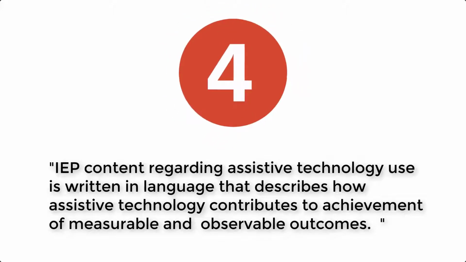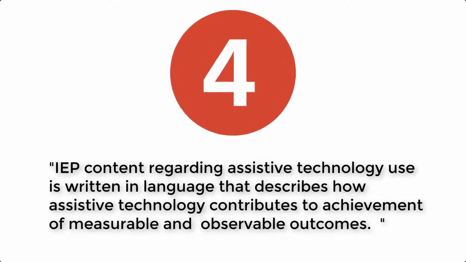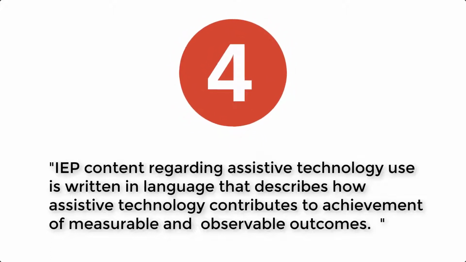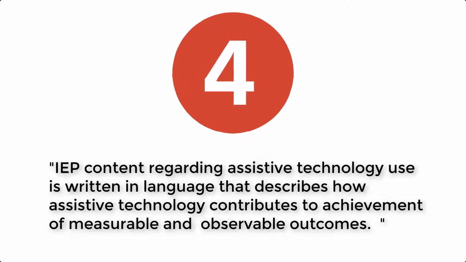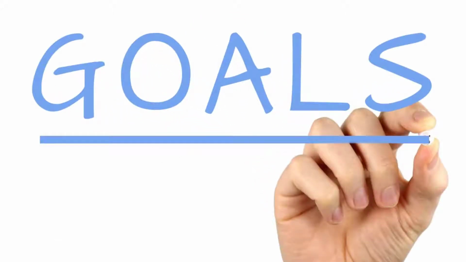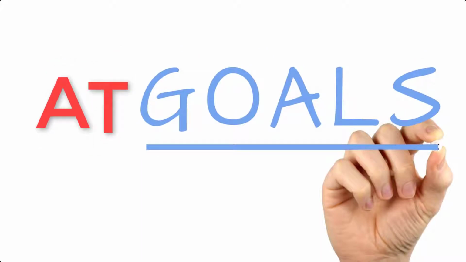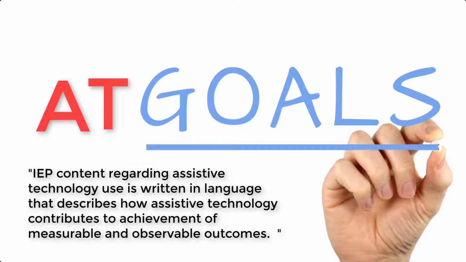Number four, IEP content regarding assistive technology use is written in a language that describes how assistive technology contributes to achievement of measurable and observable outcomes. When AT is incorporated into an IEP goal, as in the previous indicator, then most of this is already met. You have a way to measure its success, and it's clearly related to an academic or functional goal already in the IEP. However, the decision for AT consideration and the results from an AT assessment should clearly be connected to the student's goals and objectives as well.